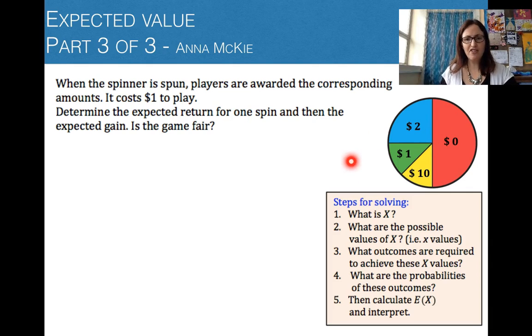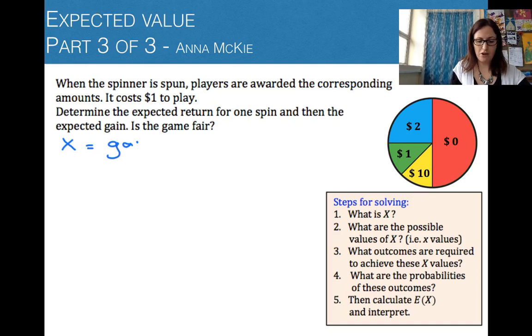Well, half of that spinner, I'm going to earn no money, so I'm going to lose my $1. But on the other hand, the other half of the time, I'm going to earn some money. So let's work out mathematically if that's fair or not. So we always start by saying what capital letter X is, and most of the time in these situations it's going to be the gain.